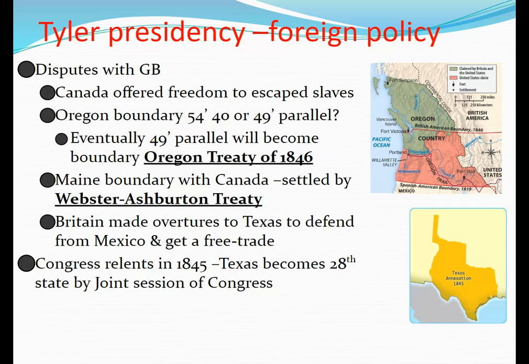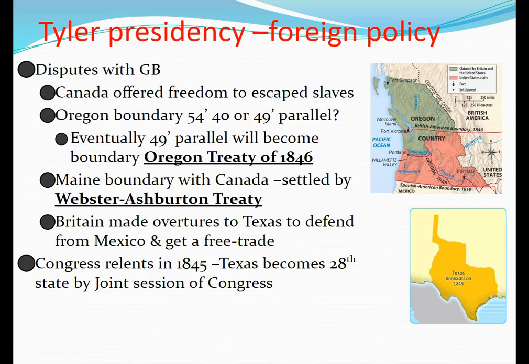Although there were people who said we should go much farther north, there was discussion of 54-40 or fight, which would be this upper portion, this green portion, if you will, essentially going almost to what is southern Alaska today. Cooler heads will prevail, but we will get an Oregon treaty that ultimately gives us the land as Washington State and Oregon today. We will also see that the northern boundary on the eastern side, where Maine, Vermont, New Hampshire all meet Canada today, will also be settled by something called the Webster-Ashburton Treaty.